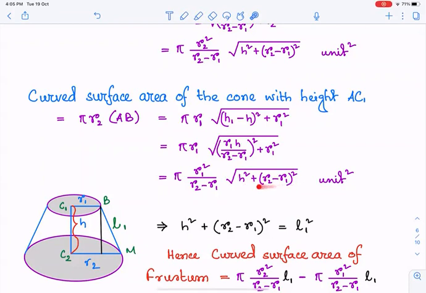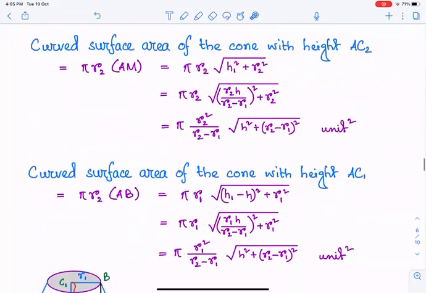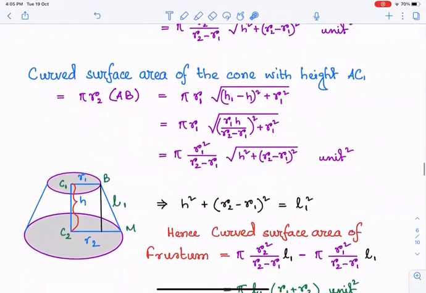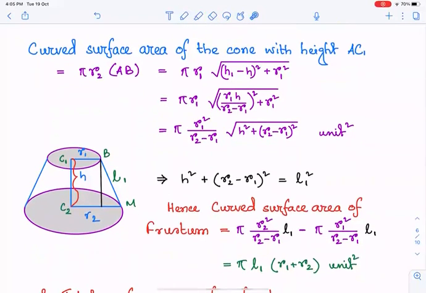So if I use this expression as L1 square in the second result as well as in the first result, we can have the curved surface area of the frustum as pi r2 square by r2 minus r1 into L1 minus pi r1 square by r2 minus r1 into L1. That is, taking pi L1 common, it's r2 square minus r1 square divided by r2 minus r1, or simply r1 plus r2 we are getting from this ratio.